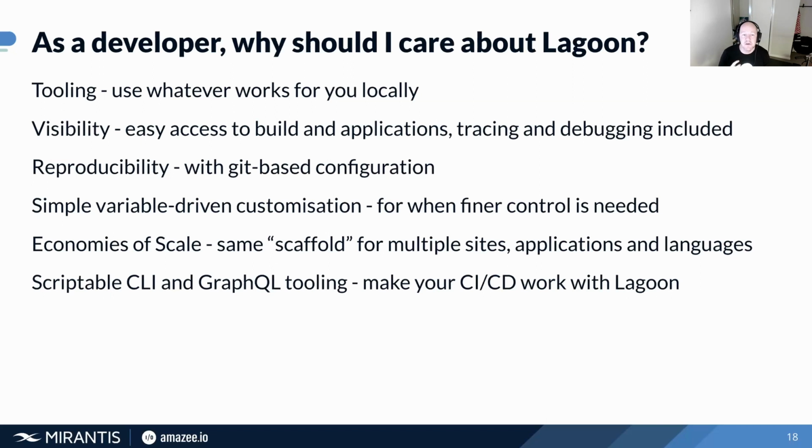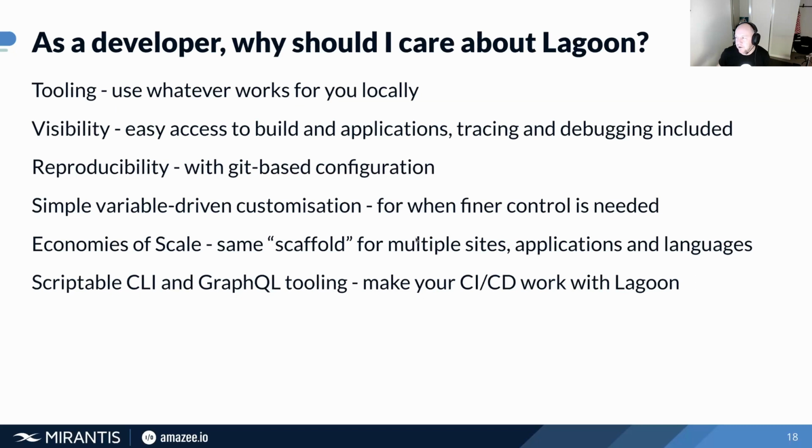So rather than having disparate tools, one tool to do your Node apps, one tool to do your Python, one tool to do your PHP apps, you can use one tool to do them all. So that real economy of scale, once you've learned how to Lagoon something, you can Lagoon everything. That's our goal anyway. And yeah, the scriptable CLI and GraphQL tooling. So CI/CD and workflows can be really easily automated.